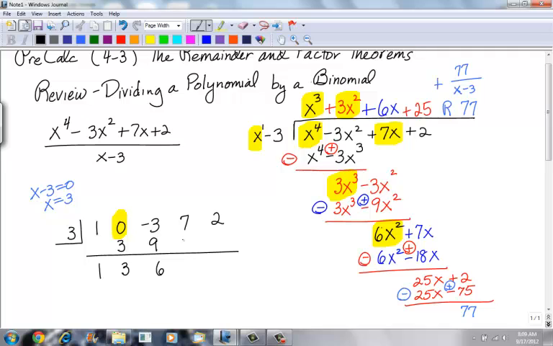And then multiply, that'd be 18. If that involves you, go ahead and go. Okay, and then 75, and then add going down, 77. And here's your remainder. You go descending order of the exponents. You need to depress that highest exponent by 1.